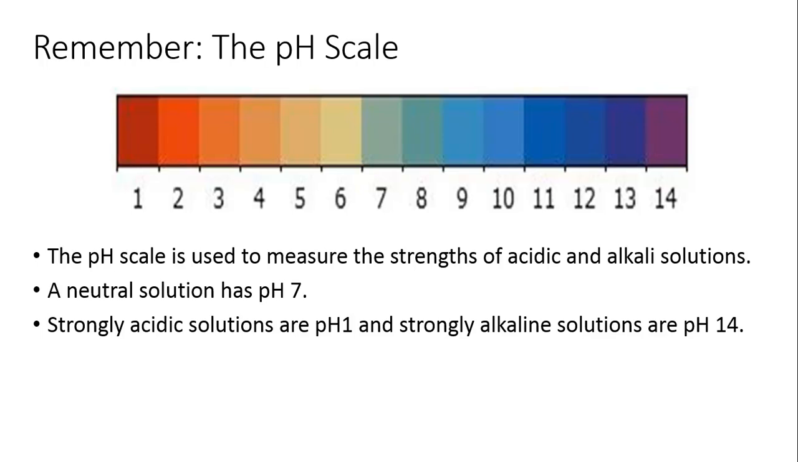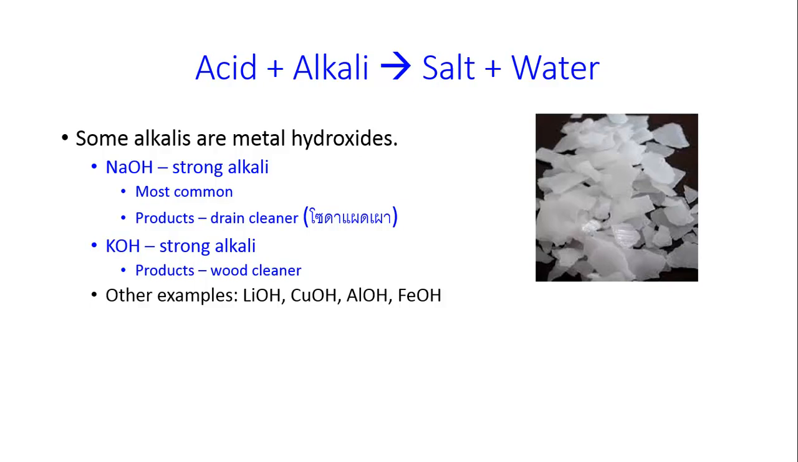So another thing to remember, the pH scale. Very strong acids have a pH of 1. Very strong alkalis have a pH of 14. And a neutral solution has a pH of 7, which is also the pH of water. And this scale is used to measure the strength or weakness of acids and alkalis in solution.